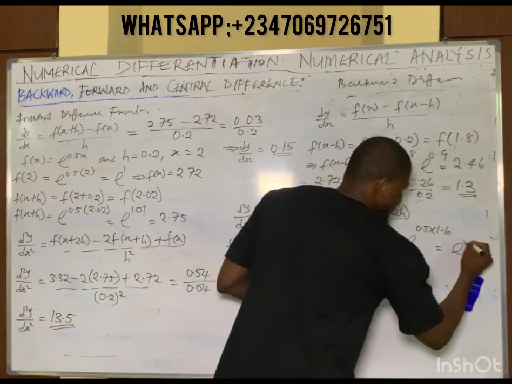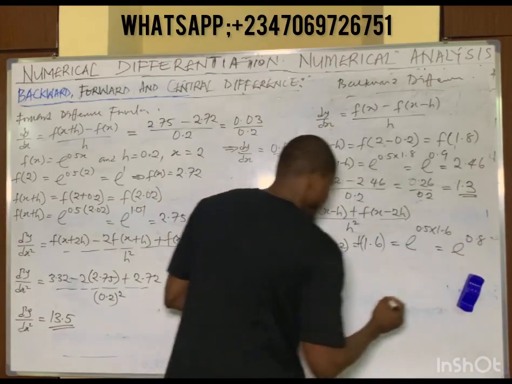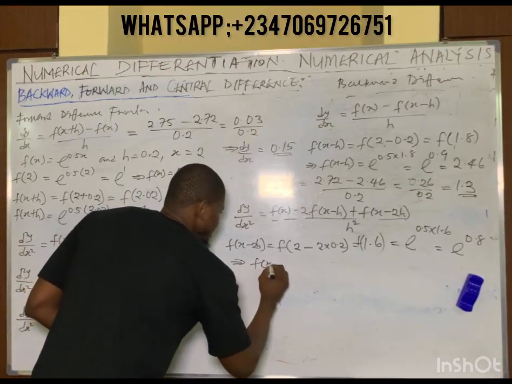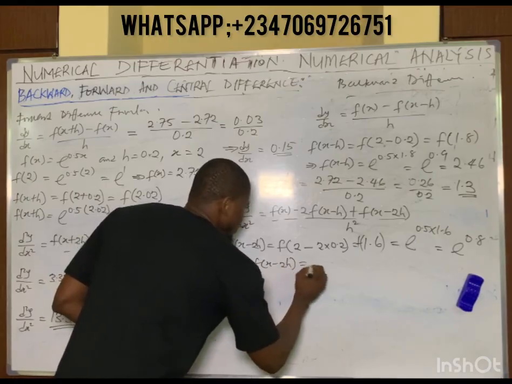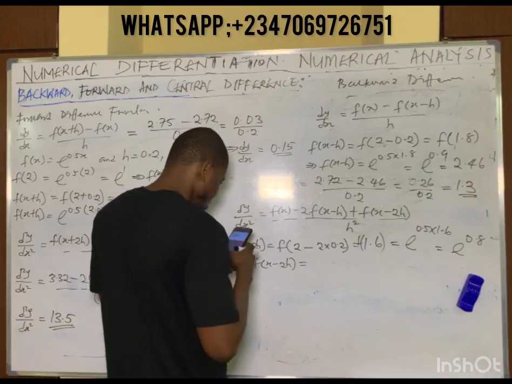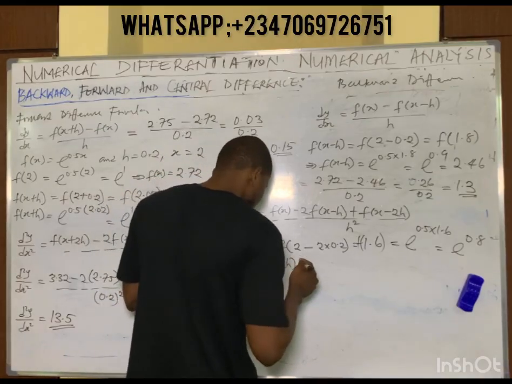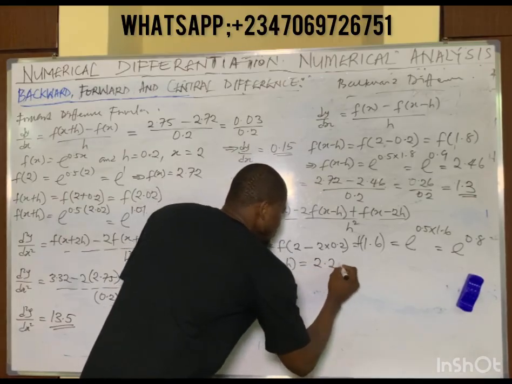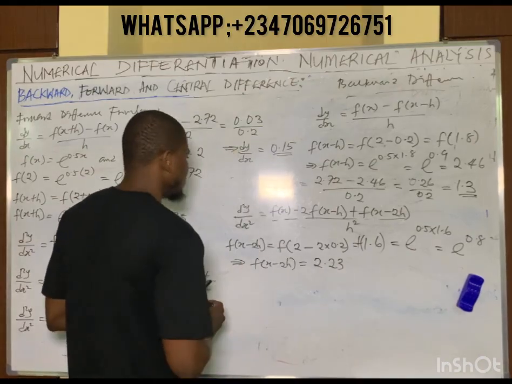That's 0.8, exponential 0.8. So let's find exponential 0.8. This simply implies that f of x minus 2h is now going to be equal to exponential 0.8. That gives us 2.23 approximately. So we have 2.23.